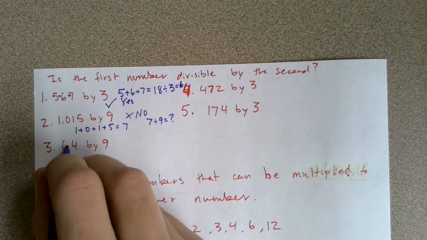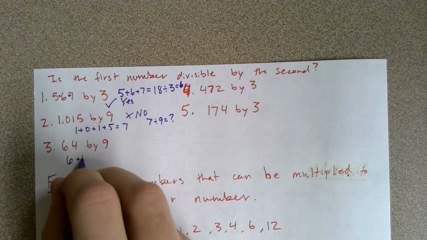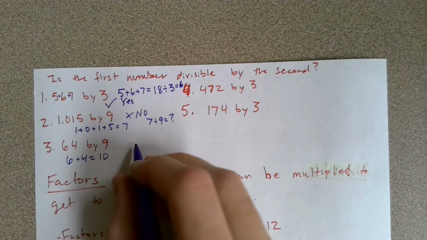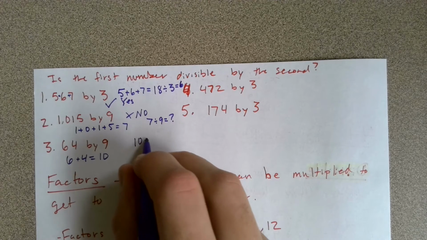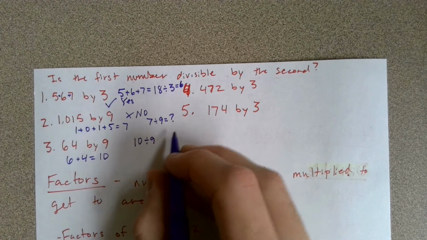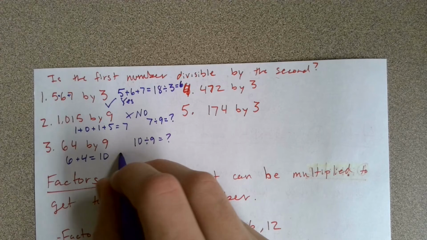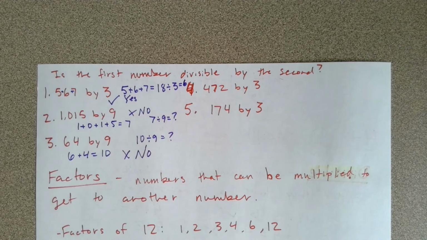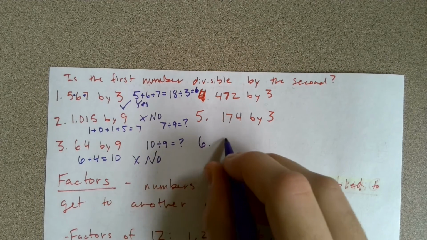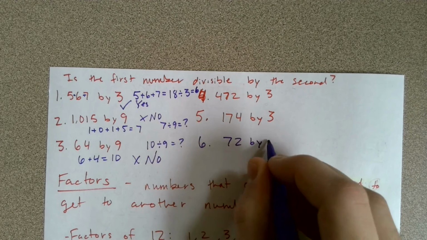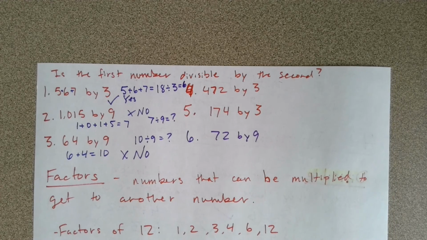Number 3, we've got 64. So let's do it. 6 plus 4 equals 10. 10 divided by 9 evenly? No, it doesn't. That's not a good number. It doesn't fit in well. But I want to add one in here just for good measure. Let's do 72 by 9. Tossing it in at the end. Then we'll get one chance of 9 there.